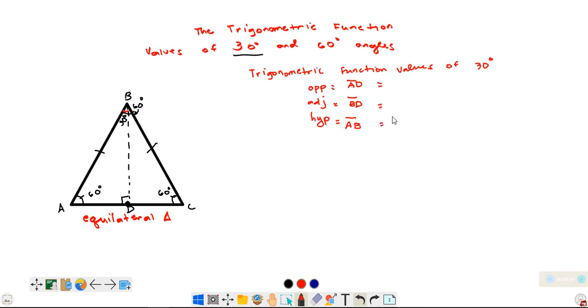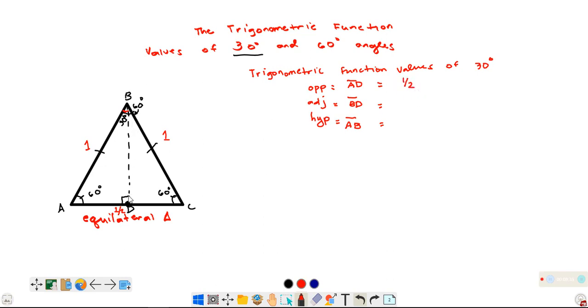mga values nila. So, let's consider the simplest possible measurement for this triangle. Di ba sabi natin kanina, basta similar triangles, para-parehas ang trigonometric function value. So, para madali, i-consider natin that this is an equilateral triangle with sides equal to 1 unit. Kung ito ay 1 unit, ito ay 1 unit, ito ay syempre half unit na lang. So, this is 1/2. So, if AD is half of AC, you are going to have 1/2.